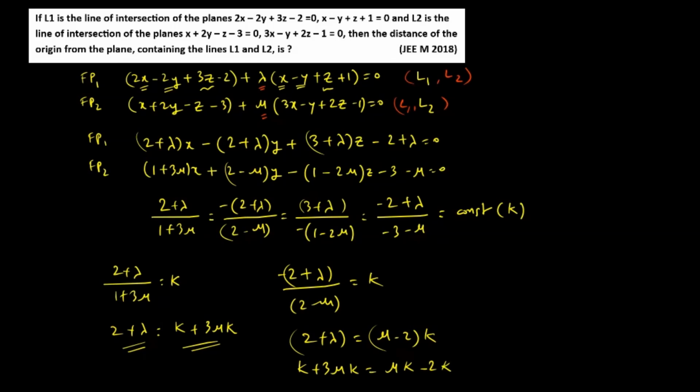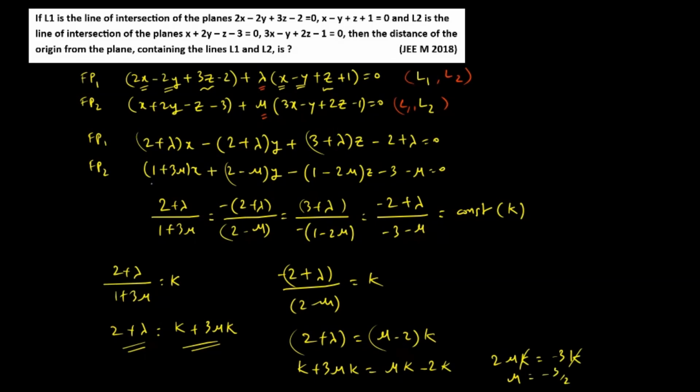So if we simplify this, then 2 mu k is coming out to be minus 3k. We cancel k, we get mu is equal to minus 3 by 2. So we got some specific value of mu. So if we just replace that, then we could find the equation of the plane that contains both L1 and L2. So let's replace that here.